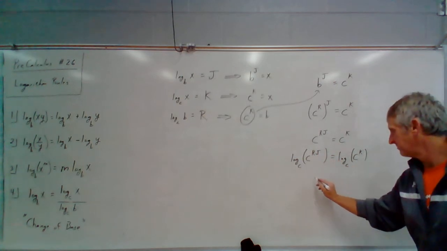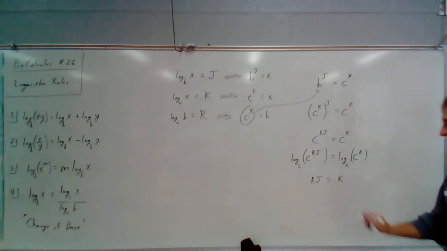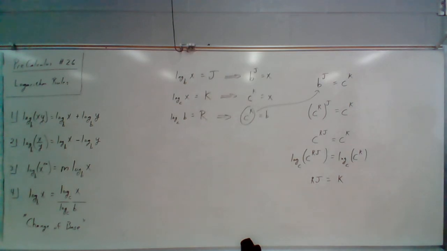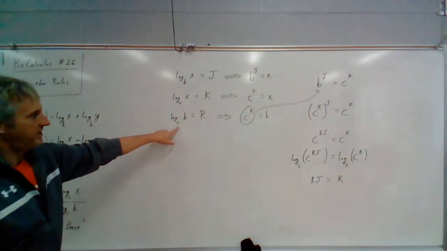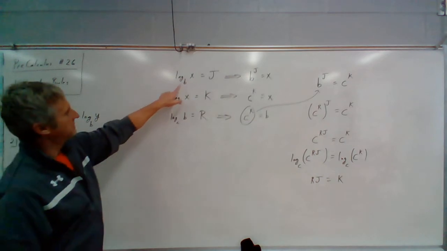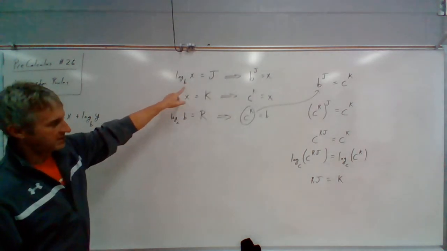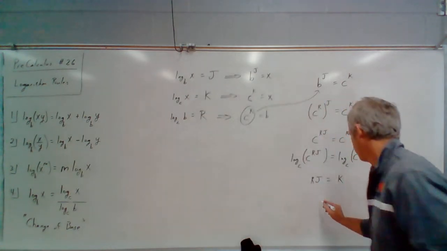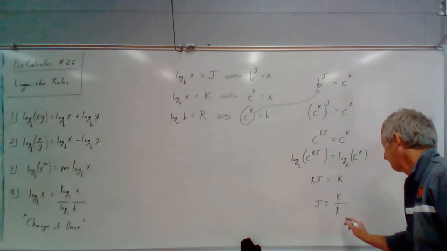Okay, so I know this will give me rj, and I know this will give me k. So I know that r times j is equal to k. All right, what is r? R is log base c of b. J is log base b of x. Notice that I want log base b of x by itself. So I'm going to divide both sides by r. So I'll have j is equal to k over r.